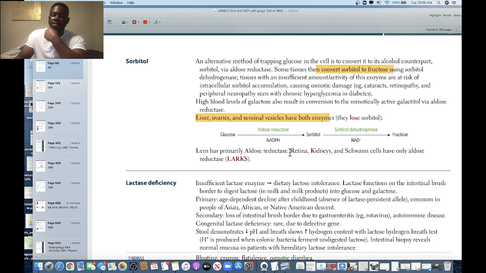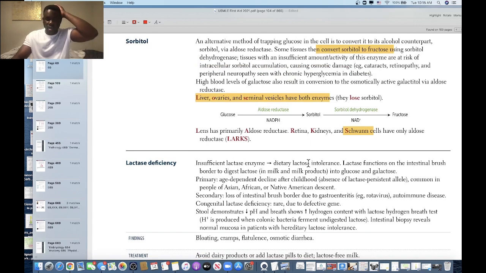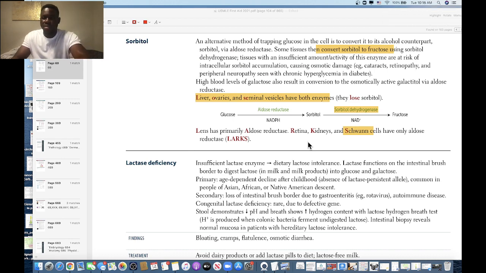The lens, the retina, the kidney, and then the Schwann cells. That's why they can also have neuropathy, because the Schwann cells will accumulate sorbitol and then cannot break it down. So it will draw more water into our nerves, which is not good. So LAX, that's a mnemonic: the lens, the retina, the kidney, and then the Schwann cells. Very important. LAX, the LAX lack sorbitol dehydrogenase.